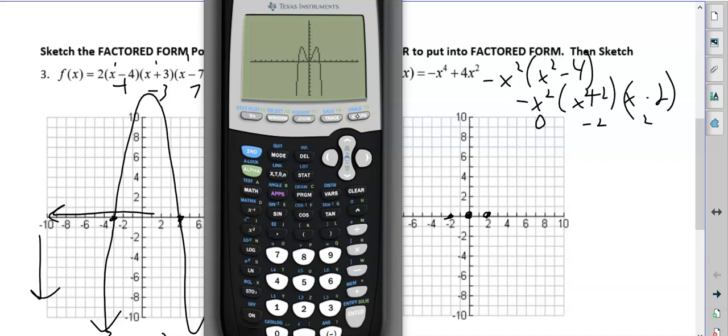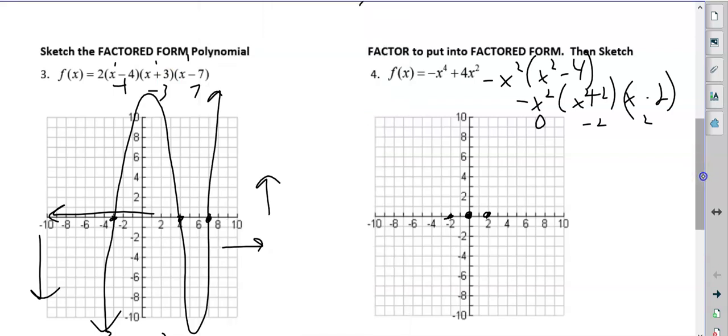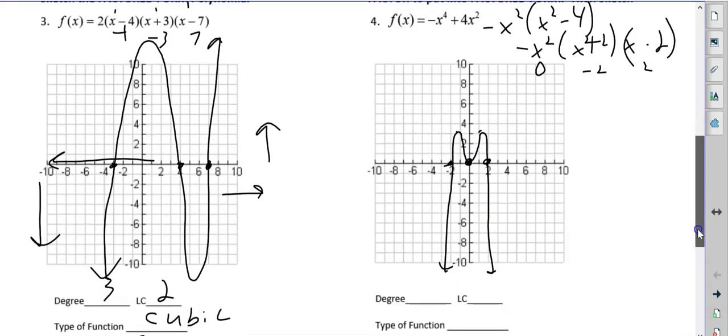Okay, so that gives me an idea. If I want to be really specific, I kind of see how high it goes, 1, 3. So if I wanted to really be specific, I could do that. But basically I'm just going to come up here, go down, bounce up, go to there and down. And there we have it.